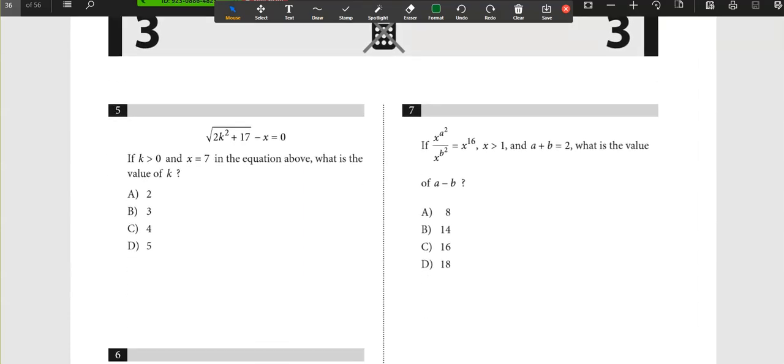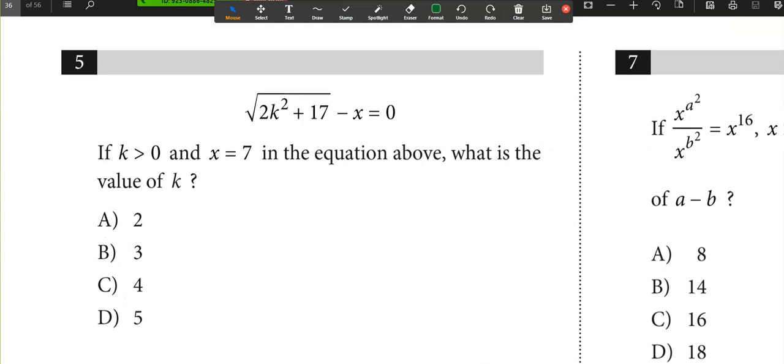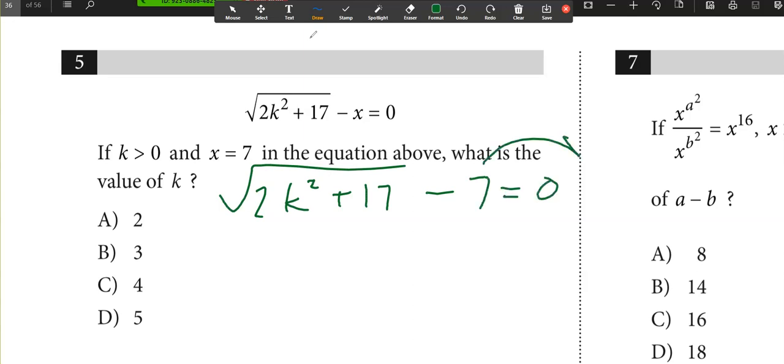Stop me if I go too fast through something. Or circle that problem, and when we get back into time where you're working on your own, if you want me to go back to a question, I'll be happy to go back to it and help you. So if k is greater than 0 and x equals 7, all right, so let's see here. X is, so 2k squared plus 17, take the square root, minus 7 equals 0, so hopefully you pushed that to the other side.